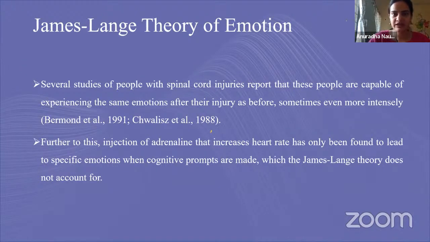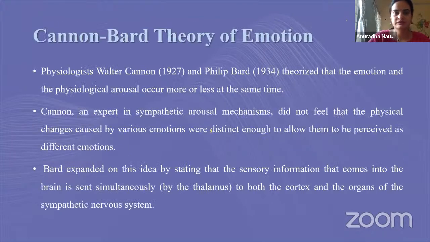So when James and Lange put forward this theory, there were many criticisms, and then some more people worked on theories of emotion. Cannon and Bard theory of emotion. We'll be talking about this now. Physiologists Walter Cannon and Philip Bard theorized that emotion and physiological arousal occur more or less at the same time. Now, what James and Lange said was that there will be physiological arousal and then there will be experience of emotion. So those things will happen one after the other, not at the same time.